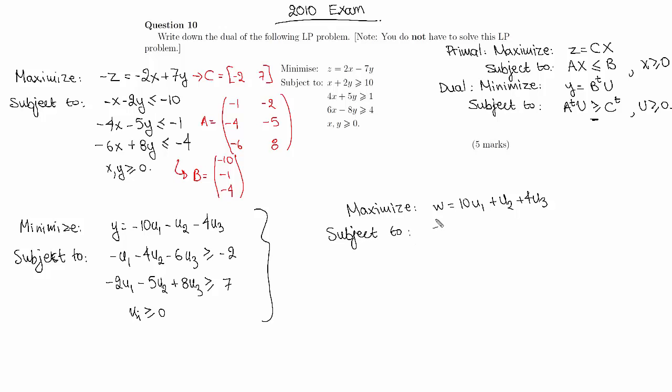to, now to turn the inequalities into less than or equal to inequalities, so in standard form, we need to multiply both of them by minus 1 again. So we will have u1 plus 4u2 plus 6u3 less than or equal to 2, and the next one will be 2u1 plus 5u2 minus 8u3, and it will be less than or equal to minus 7, and again we have that ui is greater than or equal to 0.